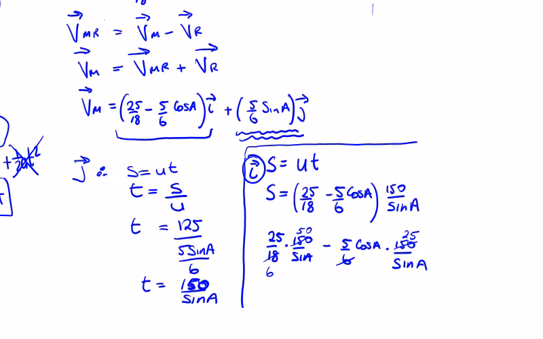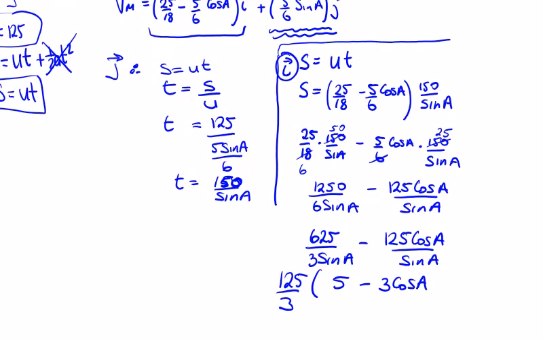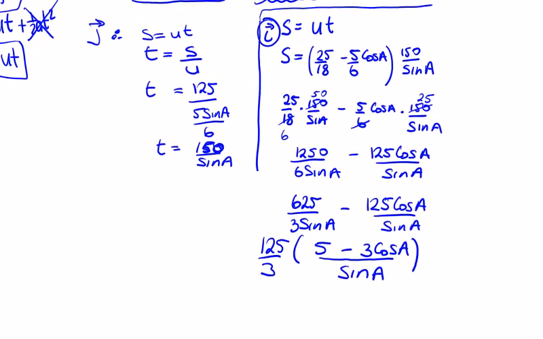So let's write that in simple form. That's going to be 25 by 50, 1250 over 6 sine A minus 125 cos A over sine A. And that would all be over sine A. Now I think that's as simple as it gets. Okay, so let me move up here.